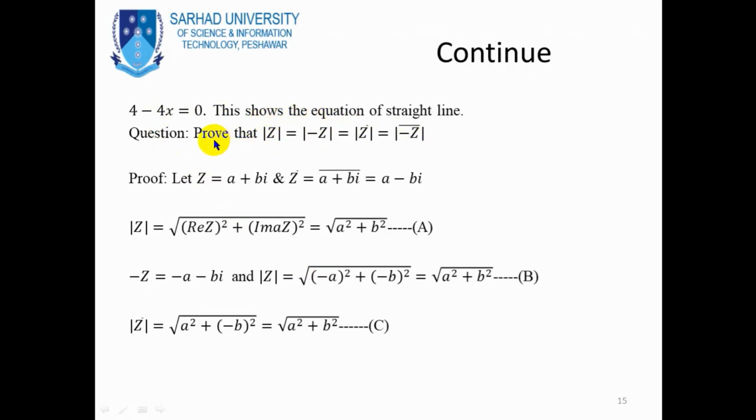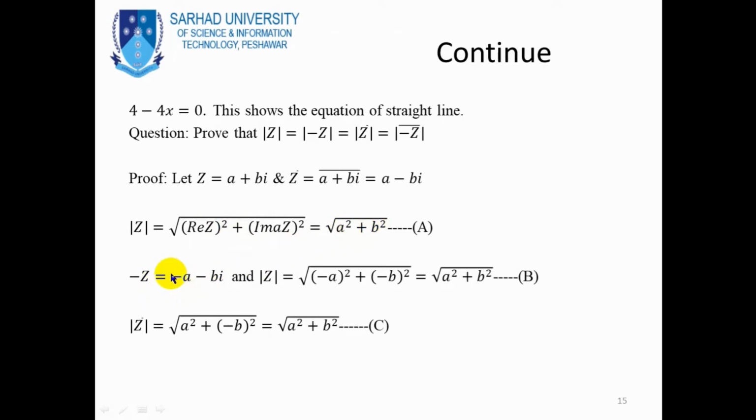Now another problem: prove that magnitude of z is equal to magnitude of minus z, and magnitude of conjugate of z is equal to magnitude of conjugate of minus z. Now let z is equal to a plus iota b, and the conjugate of the complex number is equal to a minus iota b. So magnitude of z is equal to the square root of (real part of z) whole square plus (imaginary part of z) whole square. This is actually the magnitude formula. So square root of a square plus b square.